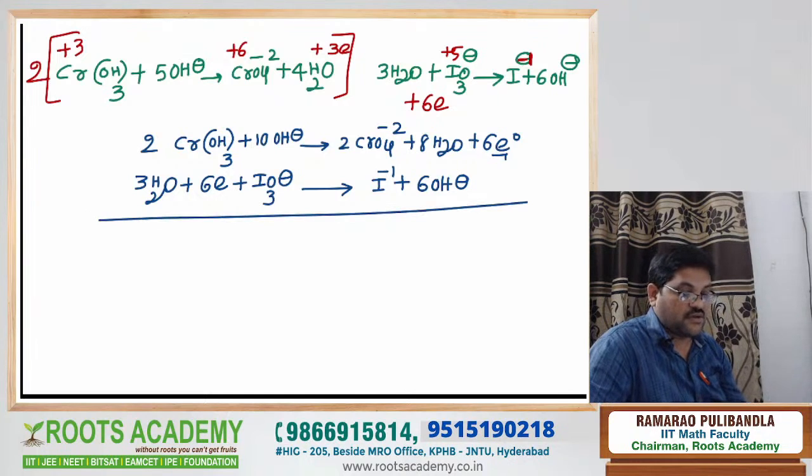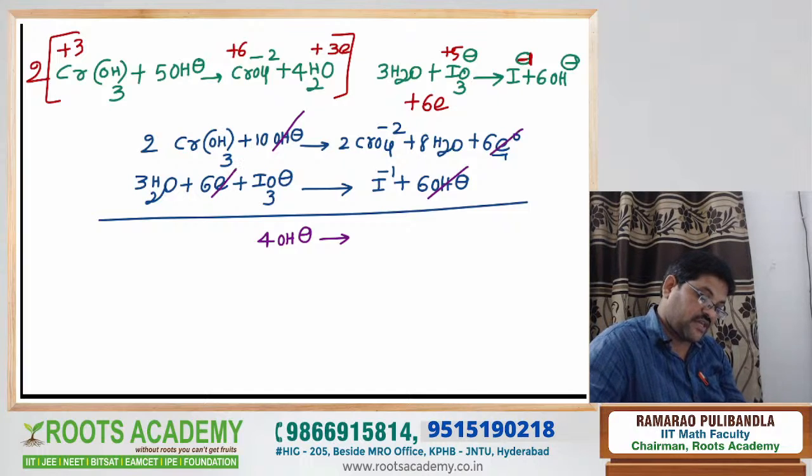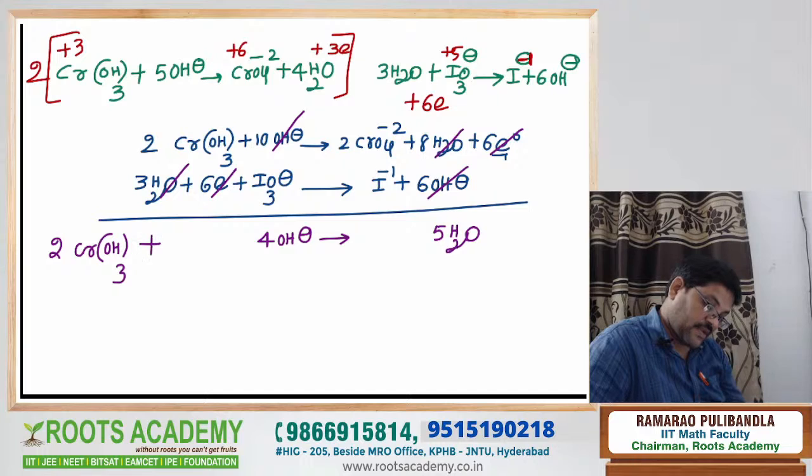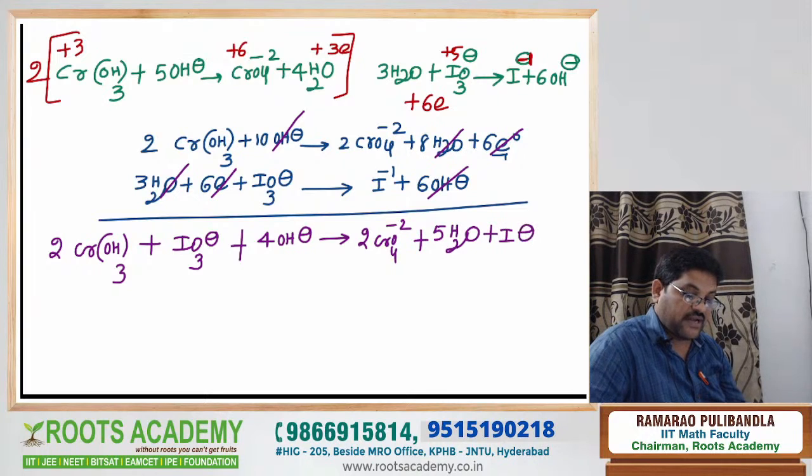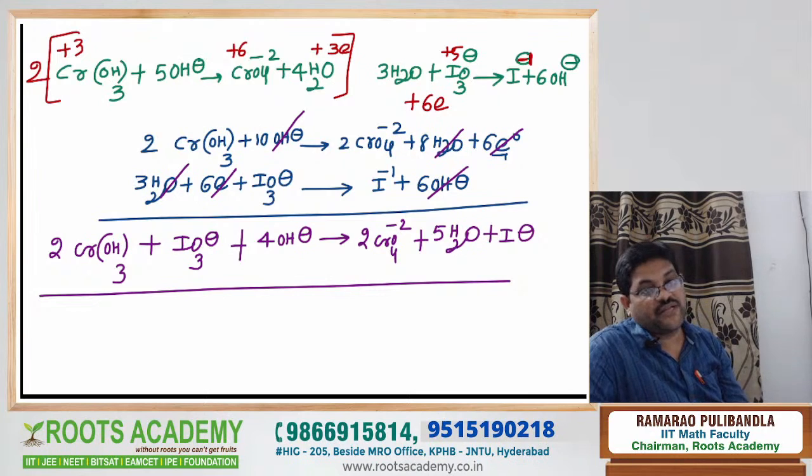Simple logic. Now after this what you get? Here 10 OH minus is there, here 6 OH minus. Excess OH left here is what? 4 OH minus ions. Understood? Here 6 electrons cancel. Here 8H2O is there, 3H2O is there. Excess H2O left here is what? 5H2O, right? Now what you get? 2 moles of Cr(OH)3 plus IO3- plus 4 OH minus ions gives rise to 2 CrO4 2- plus 5H2O plus I-. So this is the final balanced equation in basic medium.